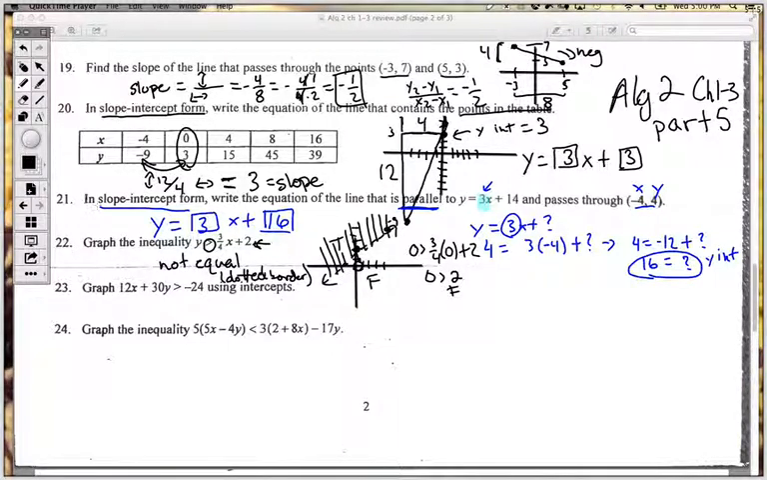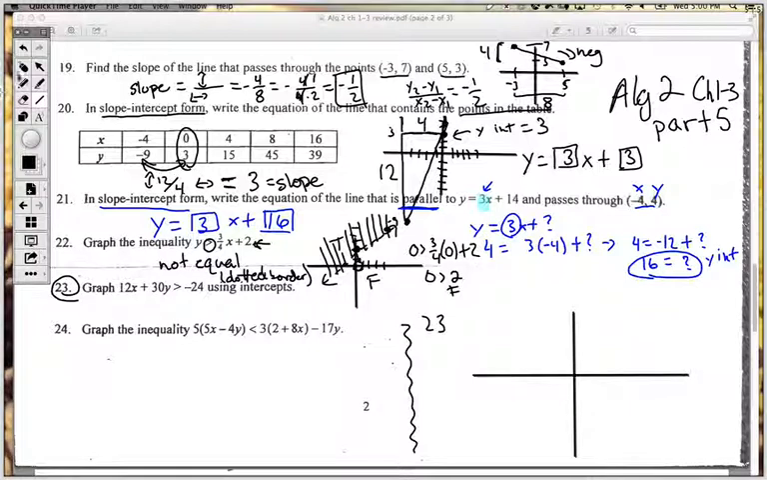All right, let's look at this next one. We got a couple more here. Let's kind of split our space. I'm going to do number 23 over on this side. It says graph using intercepts. Let's go ahead and make a line, horizontal, vertical. There we go. All right, and it says 12x plus 30y is greater than negative 24.